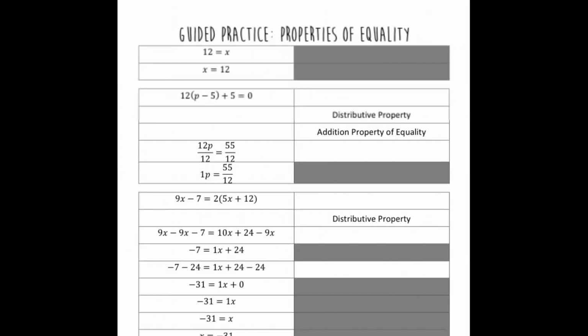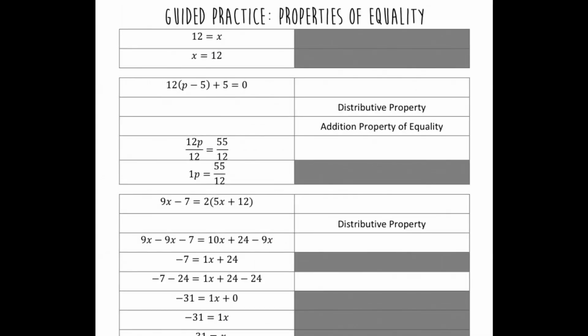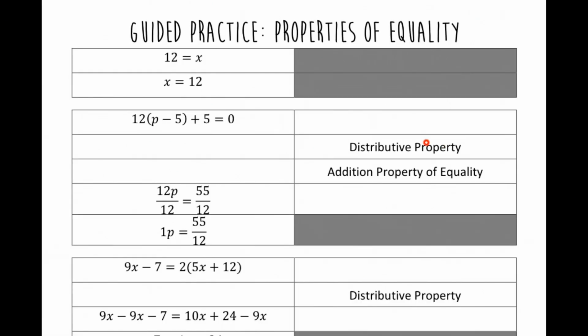So what I want you to do is go ahead and go on to problem number 3, which is pretty short, but I want to give you a heads up. Where it says distributive and addition property of equality, you have to figure out what the equation should be if you used these steps, okay?